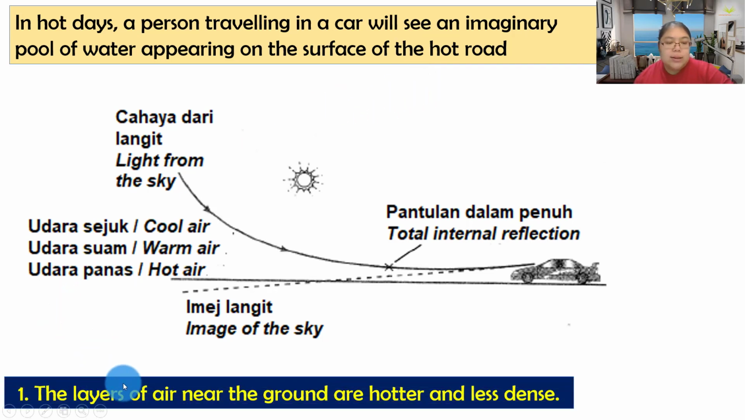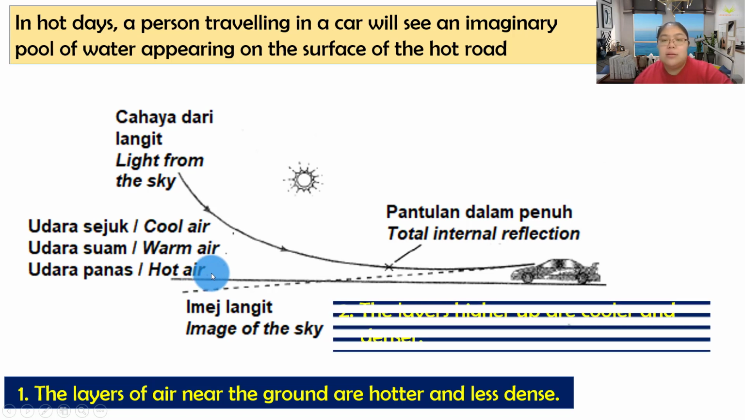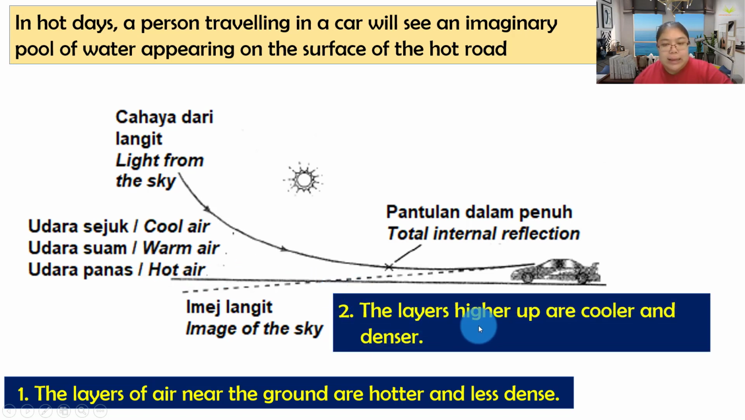Okay, first one, the layer of the air near the ground is hotter than, also less dense. So that means during a hot day, near the ground must be hot air. The hot air, you must remember, is less dense. Now the layers higher up are cooler and also denser, meaning the cool air is denser.